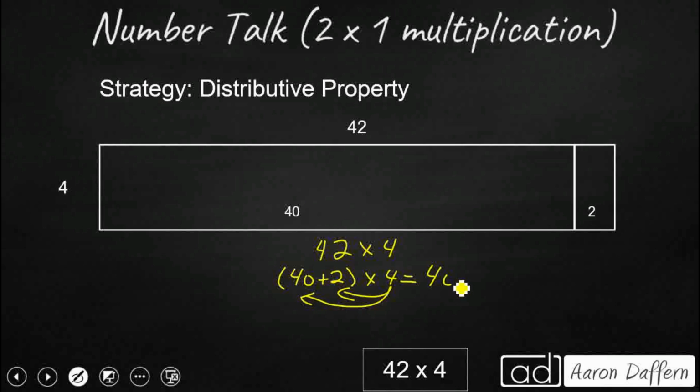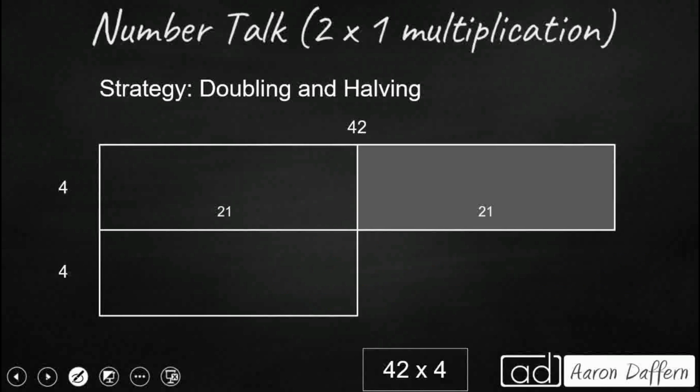So we're going to take 40. We're going to multiply that by 4, so that's 160. And then we're going to take our 2 that's left over, multiply that by 4. And that's really easy. There's no regrouping necessary. 160 plus 8 still gets us our 168.